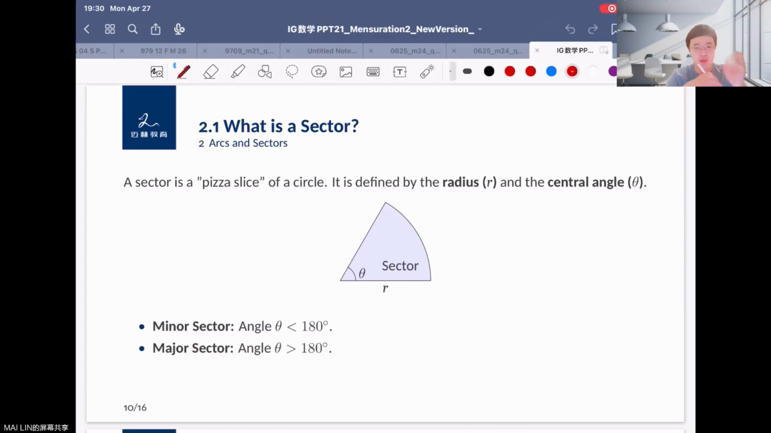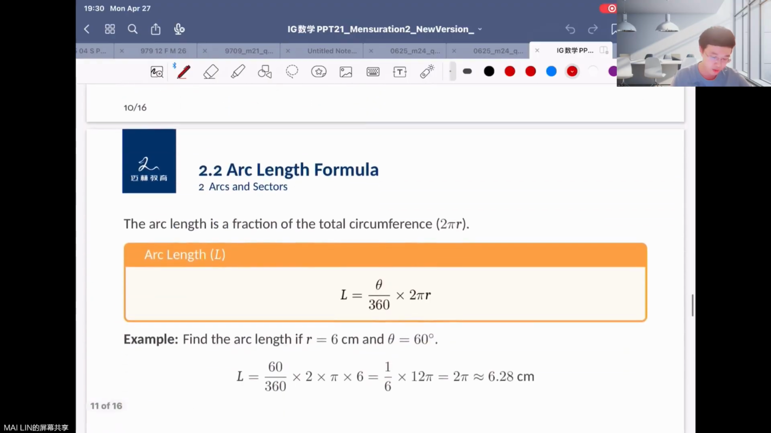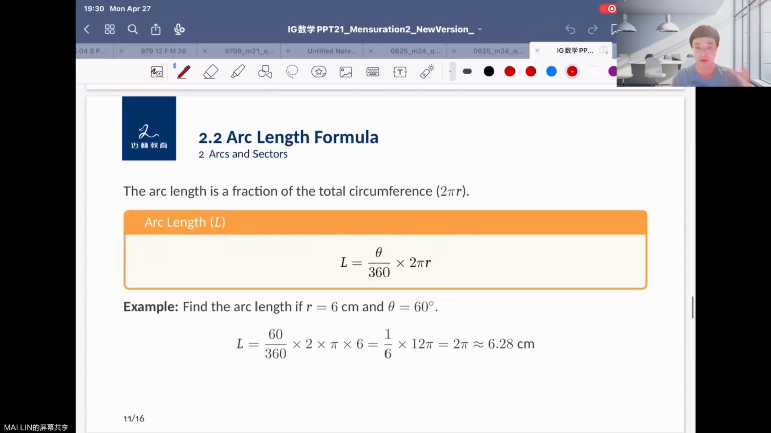So we have two kinds of sectors. First is the minor sector, which means the angle theta is smaller than 180 degrees. Another is called the major sector, which means the angle theta is bigger than 180 degrees. So there are two different types of sectors, and they are very important for understanding sectors.